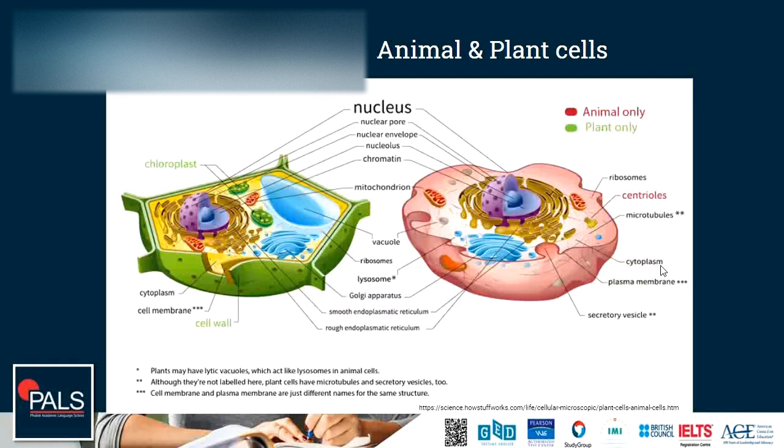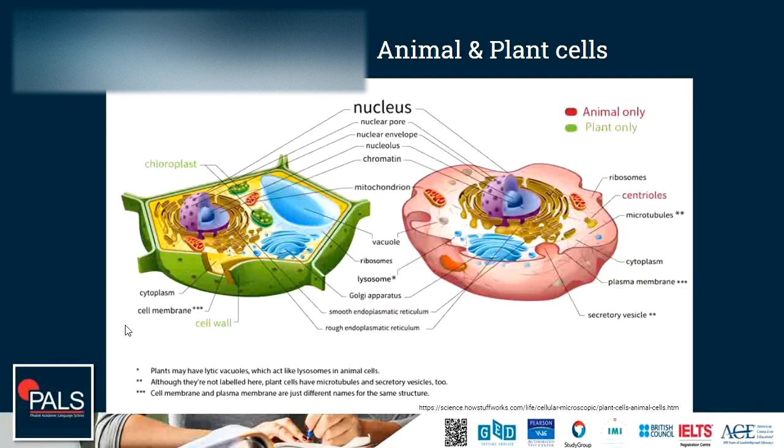We have the cytoplasm. I did not mention that. The cytoplasm is the stuff that fills the cell. It's like a jelly-like liquid inside which many of the cell's metabolic reactions occur. And what else do we have for sure? We have the plasma membrane or the cell membrane.